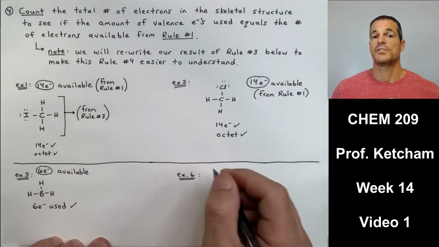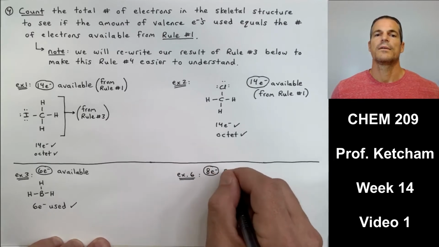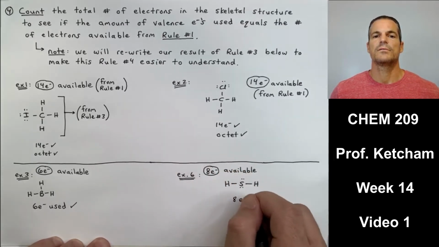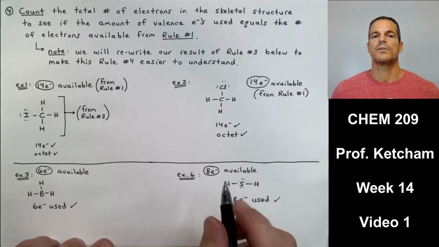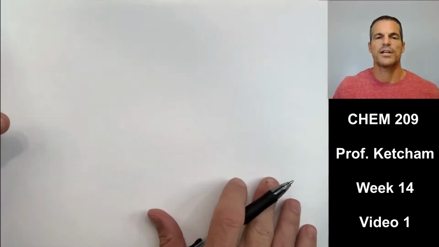Example, it should say example 4. Example 6, it says. Example 4, H2S, so the 8 electrons available. Sulfur has 2, 4, 6, and 8, checks out.